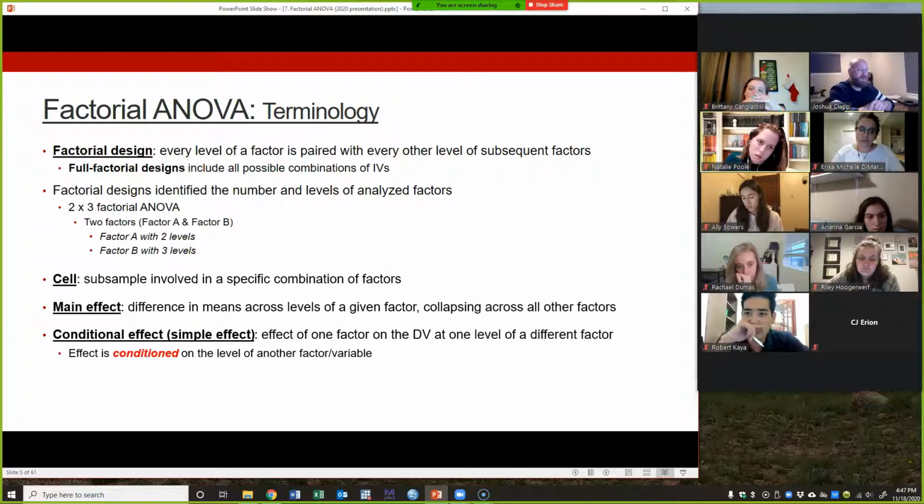And then we also have what we're going to call conditional effects or simple effects. This is going to be looking at the effect of one factor on an outcome at only one level of a different factor. Okay, this starts to get into our interaction stuff. What we see is our effect is conditioned on the level of some other factor or variable. If we start to get interactions, this is when we need to look at some of these conditional effects.